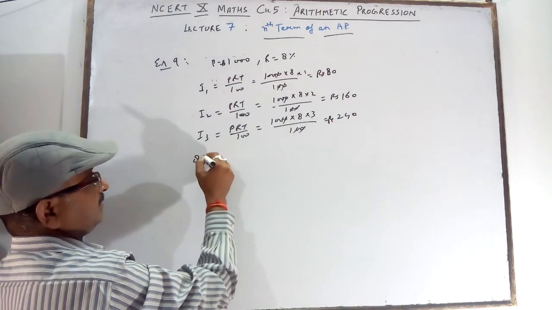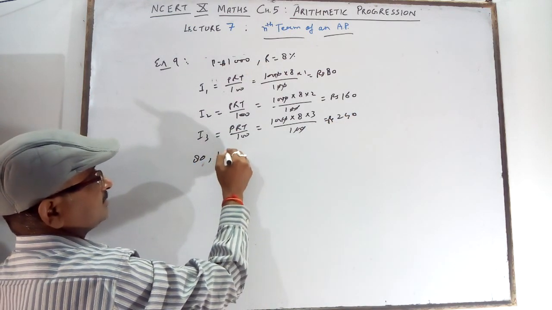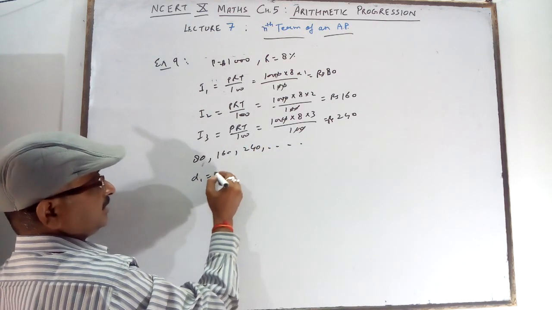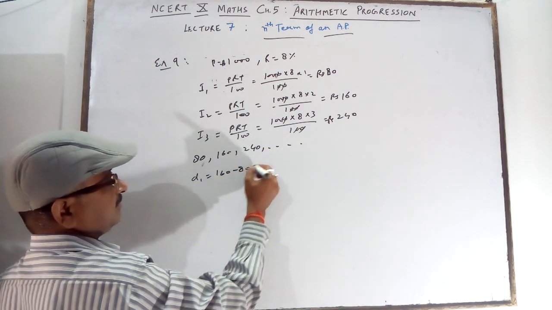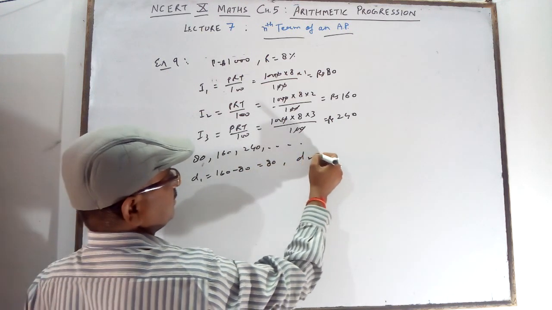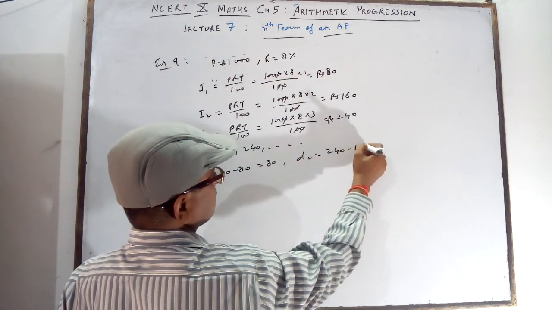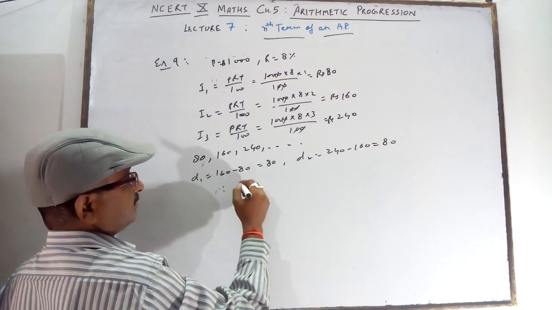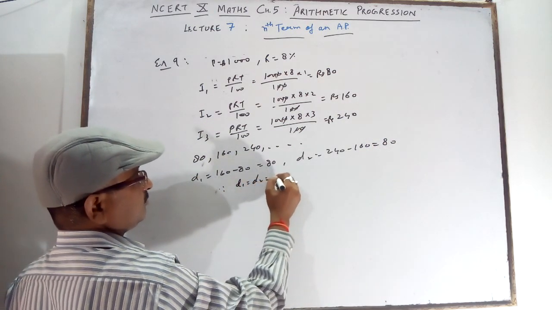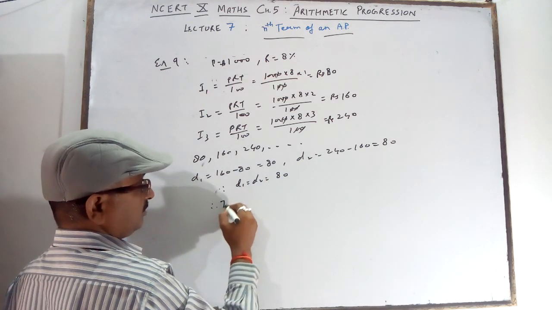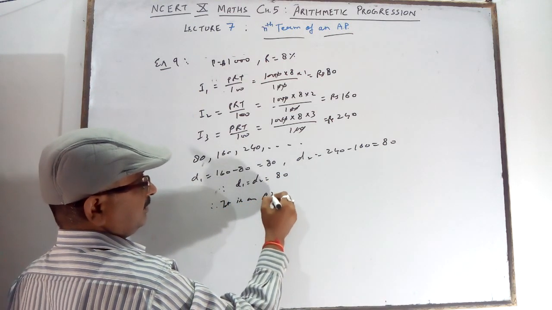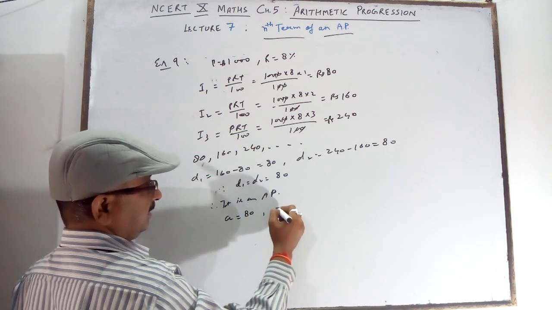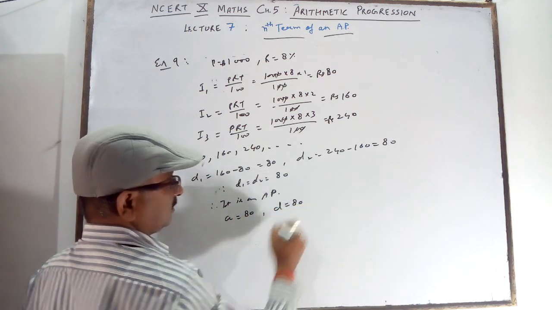You are getting 80, 160, 240, and so on. So is it an AP? You calculate D1: 160 minus 80, it is 80. You calculate D2: 240 minus 160, is it 80? Because D1 is equal to D2 is equal to 80, therefore it is an AP. If it is an AP, then A is equal to 80 and D is also equal to 80.